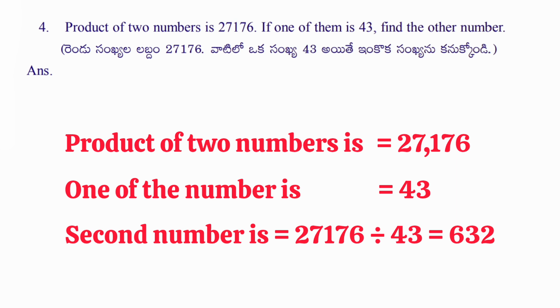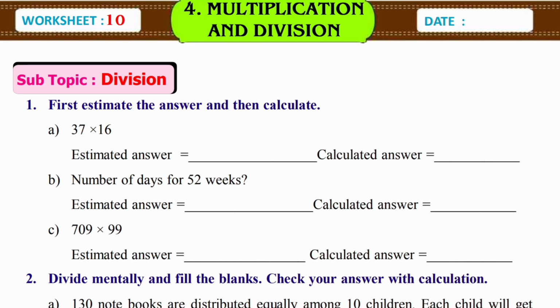Okay, let's move on to the next worksheet, worksheet number 10. Here the subtopic is division. Let's see the first Roman numeral. First estimate the answer and then calculate. So first we have to estimate. Estimate is nothing but writing down the approximate value, meaning the rounded off value or the nearest value. Then we have to do the calculation.